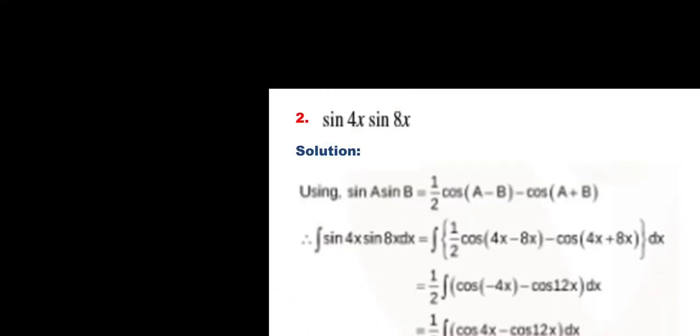x is sin x. So it will be half of sin 4x divided by 4, because the coefficient of x is 4, minus sin 12x divided by 12 plus c. So this is the answer of this question.